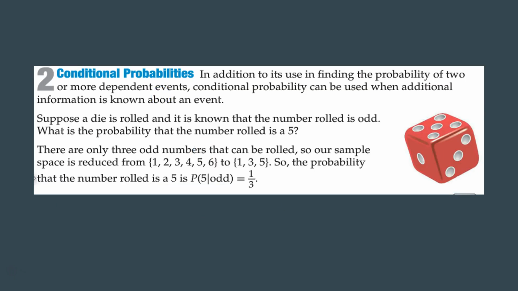So for conditional probabilities, suppose a die is rolled, and you already know that the number rolled is odd. So 1, 3, or 5. And we want to know the probability that the number rolled is 5. There are only 3 odd numbers that can be rolled, like we said: 1, 3, and 5. So the probability that the number rolled is a 5 is a 1 in 3 chance. And there we go.